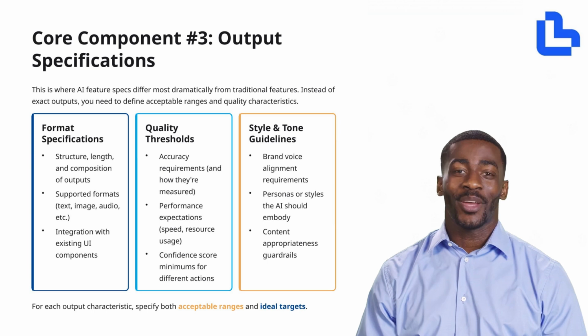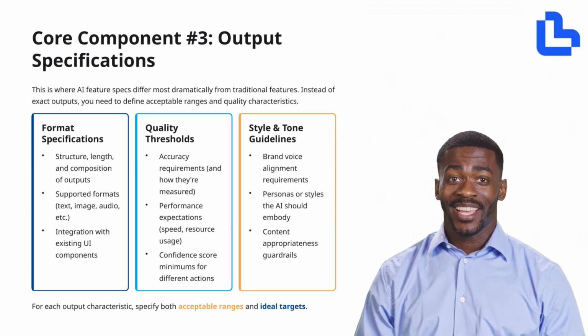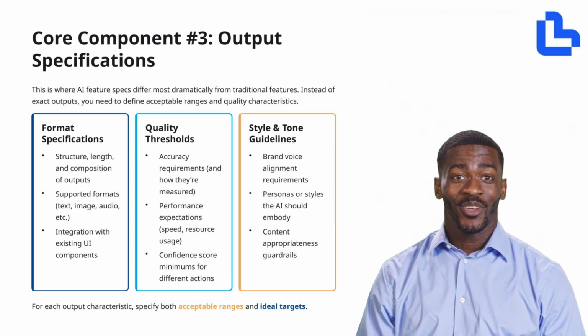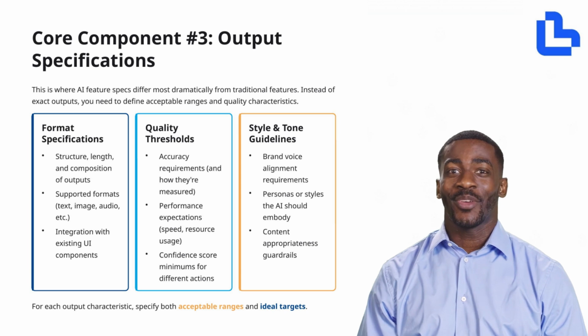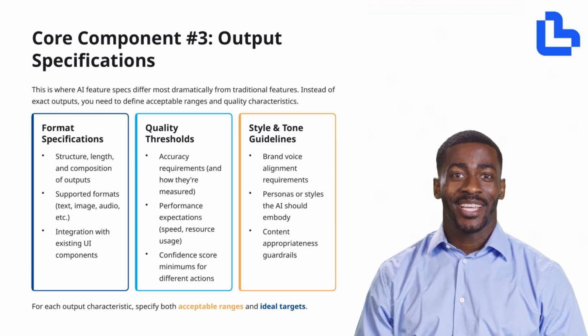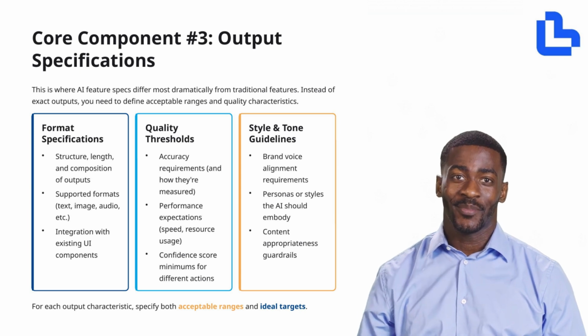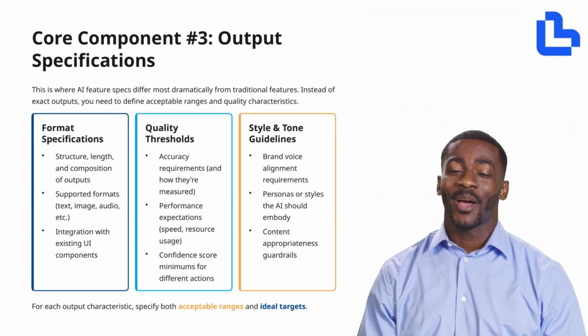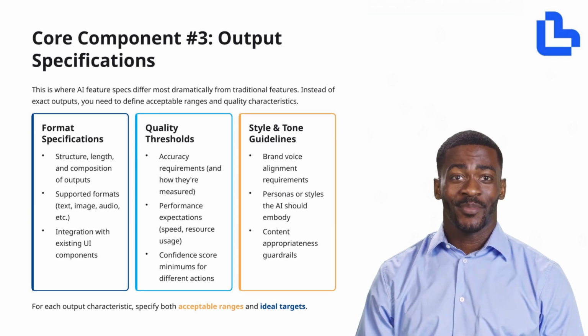Next, define quality thresholds. This includes accuracy requirements, how close the output needs to be to a correct or useful result, and how that accuracy is measured. Also consider performance expectations like speed and resource usage. And don't forget confidence scores. What's the minimum confidence level required for the AI to take action or present a result?